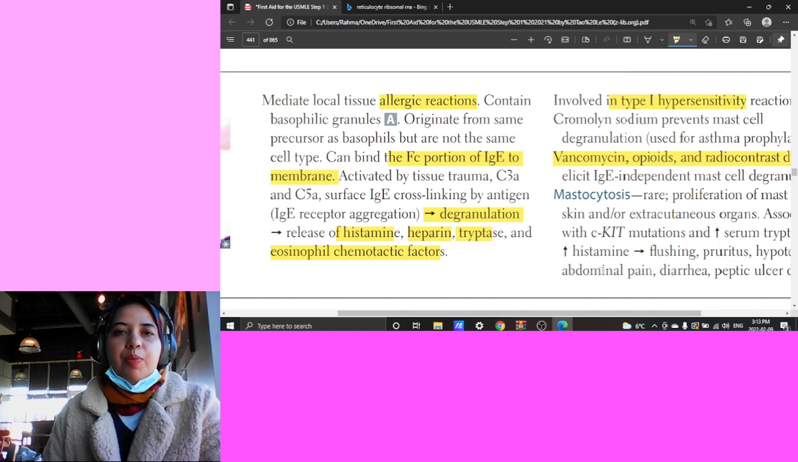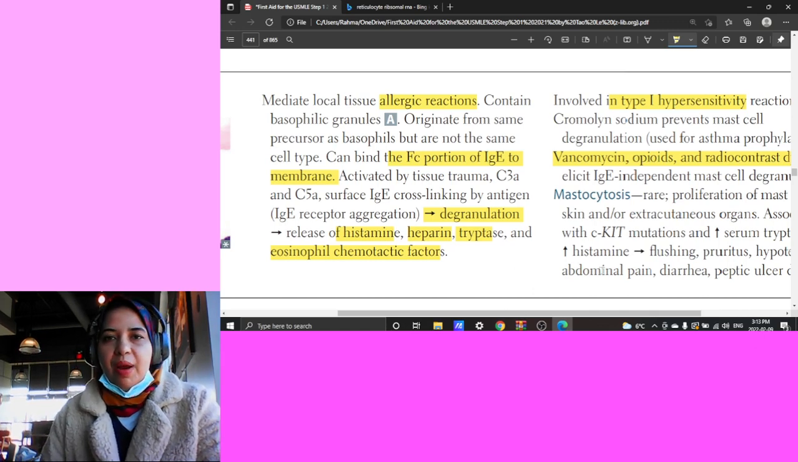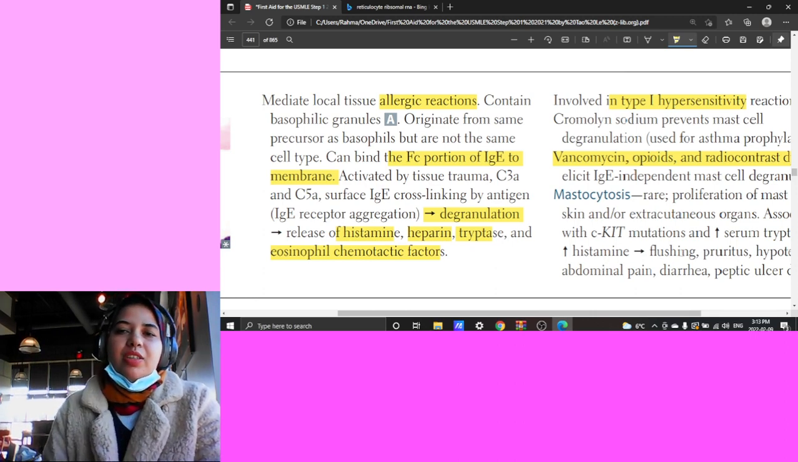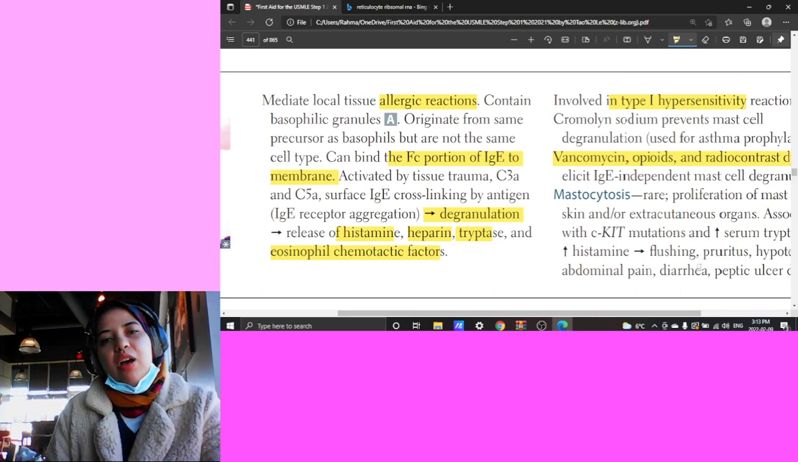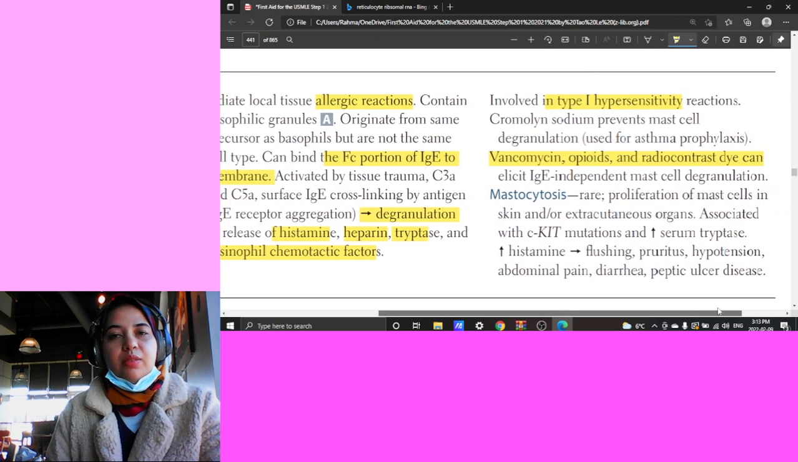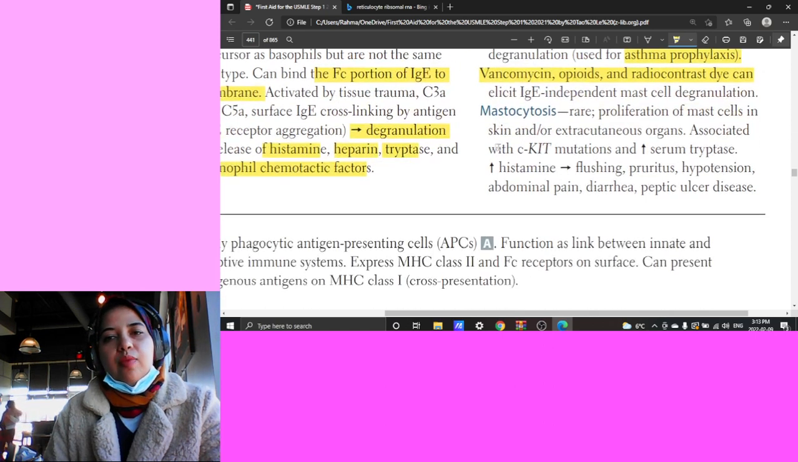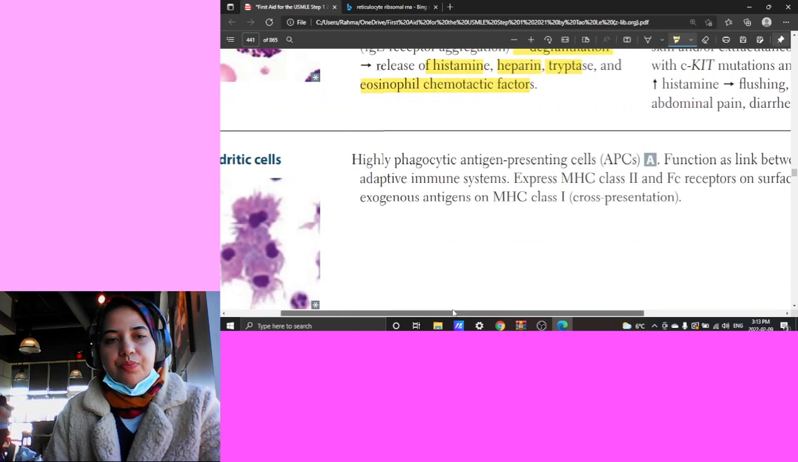You also have people who are suffering from asthma. Since the basis of the pathology is coming from the mast cells, you might want to consider preventing the degranulation of these mast cells to avoid an asthma attack. So we can use mast cell stabilizers, these drugs that we call cromolyn sodium, which will prevent the degranulation of mast cells. That's important as well.